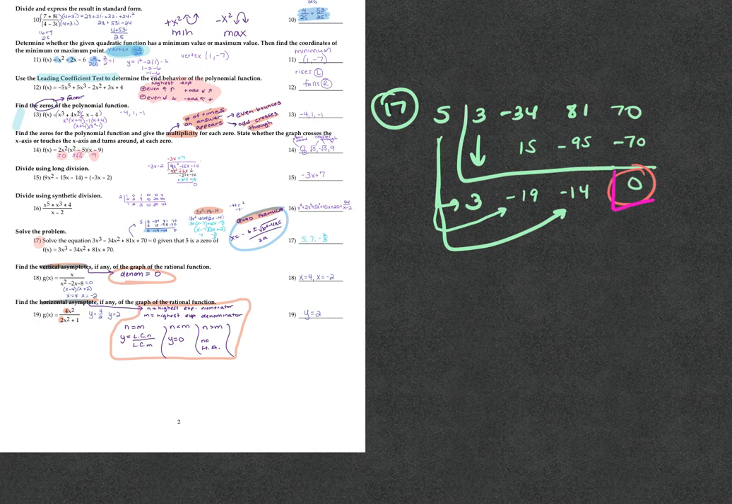This is my remainder. The first one gets nothing. The second one gets an x. The third one gets an x squared, and it would keep going up from there. So I get 3x squared minus 19x minus 14. And then I would factor that.